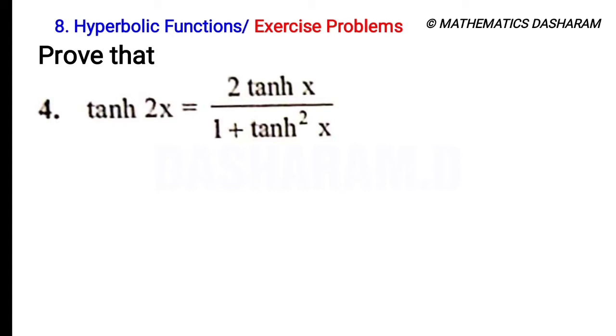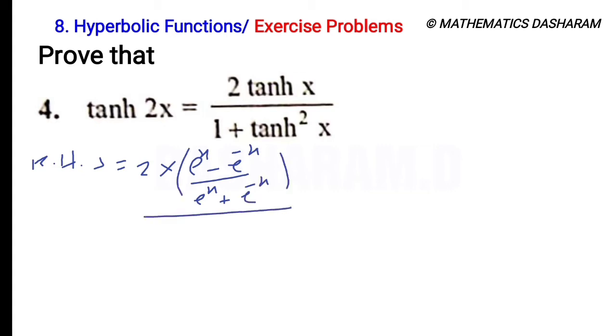Fourth problem, prove that tanh 2x equals 2 tanh x divided by 1 plus tanh square x. So first take the RHS. So RHS equals 2 tanh x. So 2 into the tanh x formula, e to the power of x minus e to the power of minus x divided by e to the power of x plus e to the power of minus x, divided by 1 plus tanh square x.